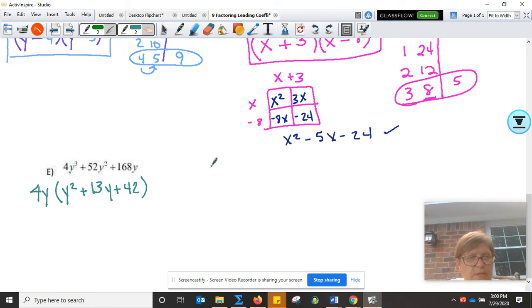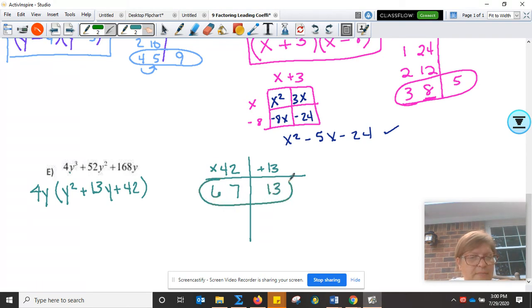So we want two numbers that multiply to give us 42 and add up to give us 13. So I'm going to say 6 and 7. 6 times 7 is 42. 6 plus 7 is 13. So it's going to be 6 and 7.